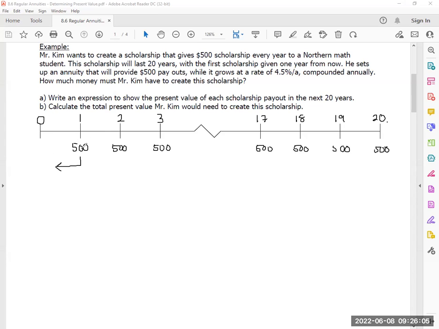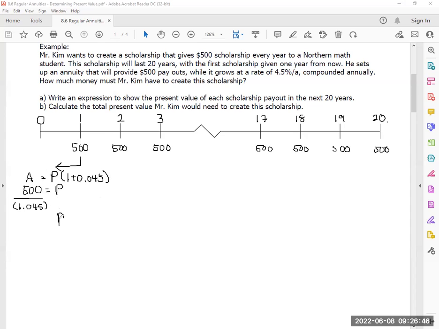1 year. And so this $500 was from earning interest for 1 year. Let me do a sample calculation. $500 is my final amount. How much is my present amount when I am earning interest for 1 year? So 500 is equal to P times this. If I want to get P all alone, I would divide this by 1.045.